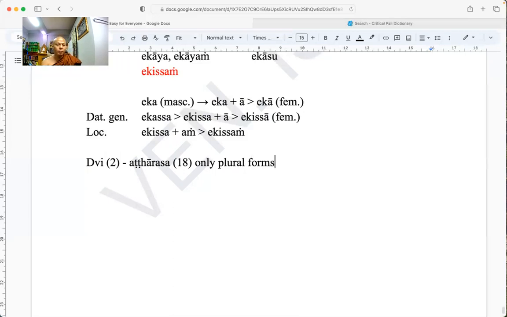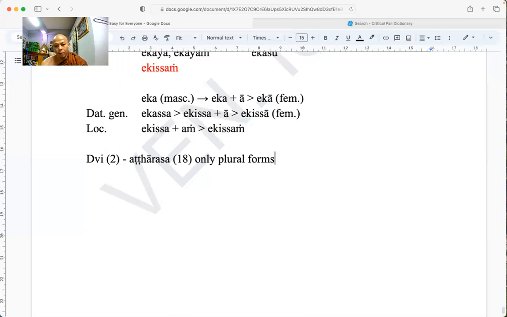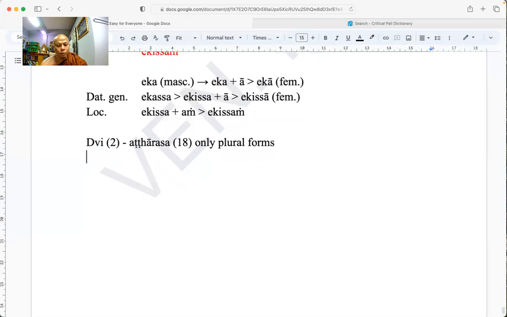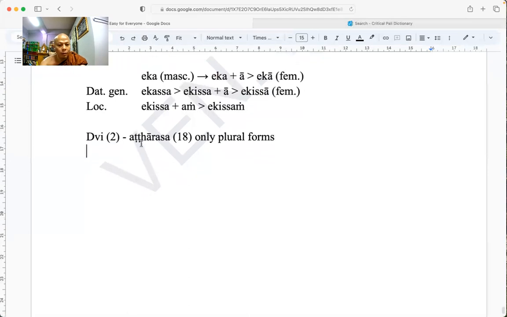Only plural forms. And then, among these, 2 to 18 are plural forms. So how to say?